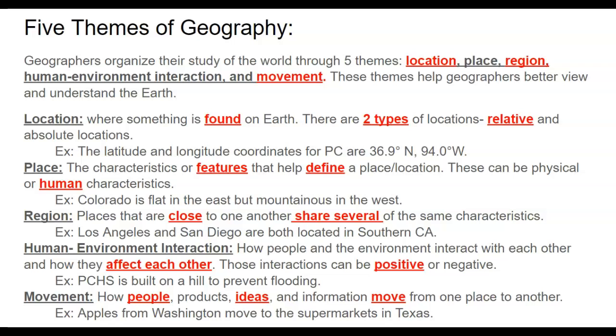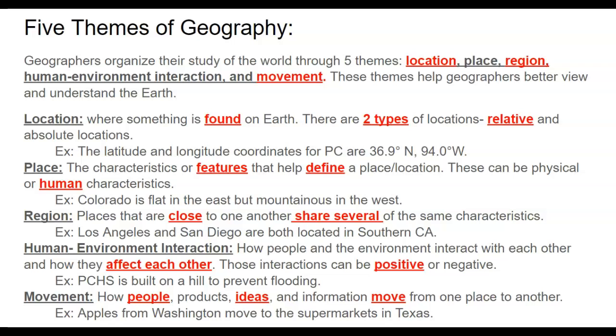So for example, latitude and longitude for Pierce City is 36.9 degrees north, 94.0 degrees west. That is its exact location, the opposite of relative. So its absolute location is those coordinates. A relative location would be kind of saying that Pierce City is close to Monett by 10 minutes.